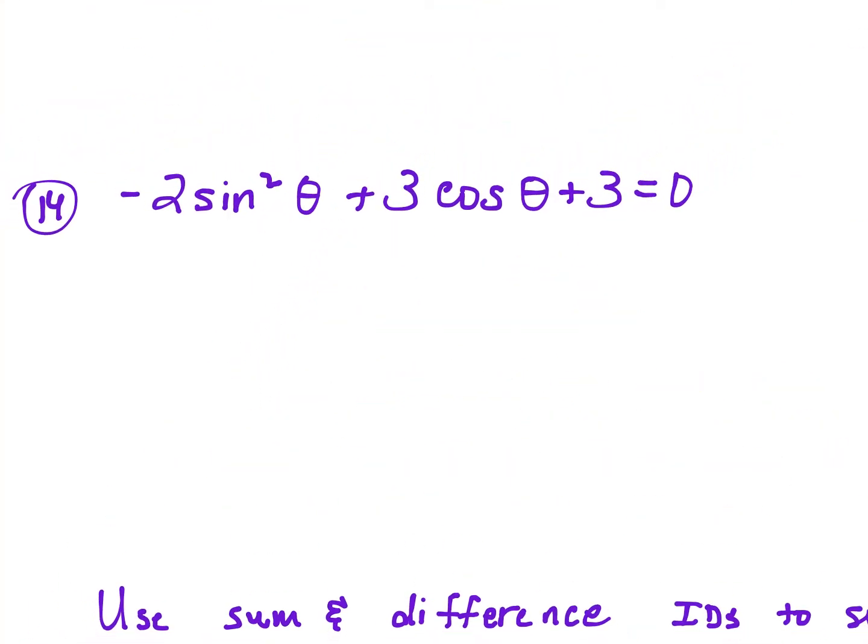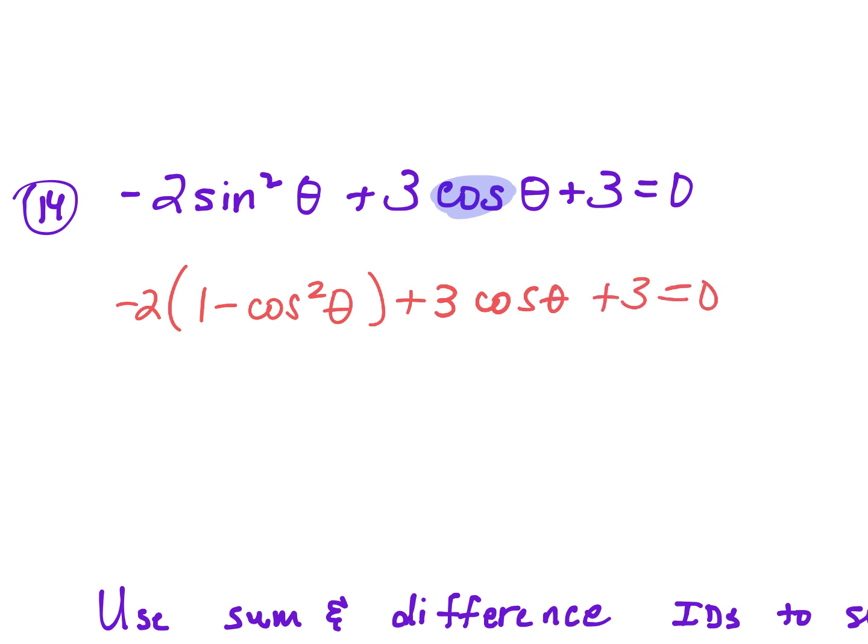All right, 14. Same kind of problem. I had to change one of my trig functions to convert to the middle. So what's another way I can write sine squared, but in terms of cosine? 1 minus cosine squared. Okay, so negative 2 on the outside here. I have negative 2 times 1 minus cosine squared theta plus 3 cosine theta plus 3 equals 0. What do I do with that negative 2? Distribute it. Good. So negative 2 times 1 is negative 2, plus 2 cosine theta, right? Plus 3 cosine theta plus 3 equals 0.